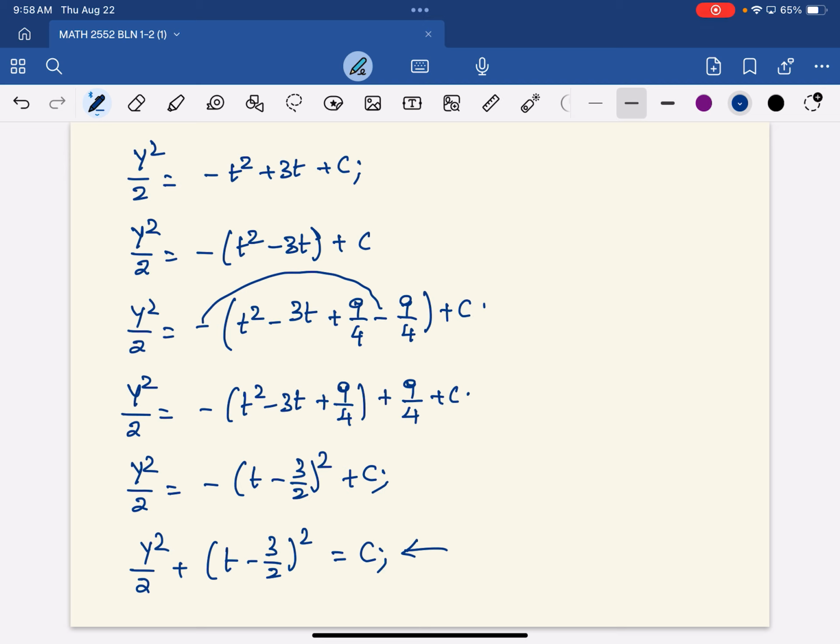What is it? Oval, what is it called? Ellipse, right? Is it a circle? Why is it not a circle? Because this is divided by 2 here and this is divided by 1 here, so they are not the same. It's an ellipse, right? And its semi-major axis is vertical, because it's along the y-axis. Do you agree with me on that? And it's centered at 0 and positive 3/2, right?